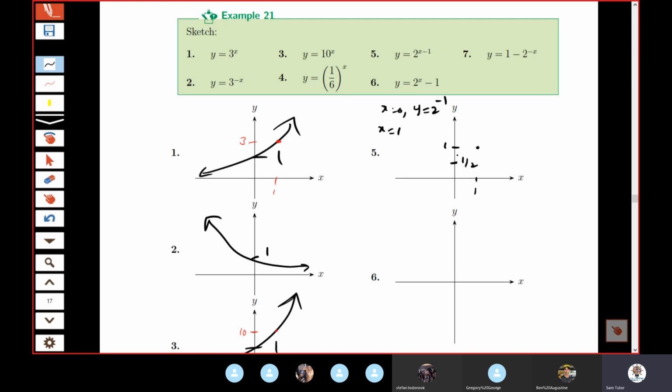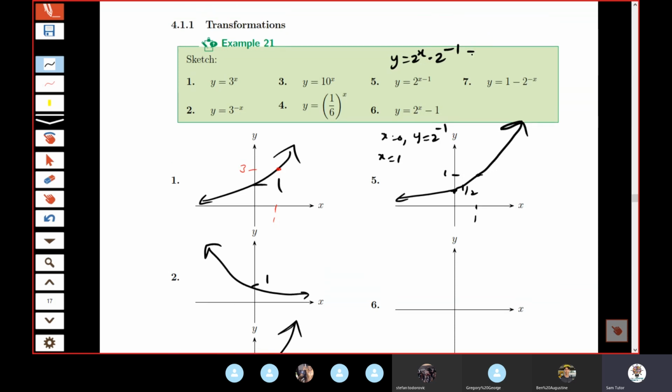Now I feel like we know the answer to this, right? You've got 1 point, you've got another point. You know it's an exponential. It hasn't been shifted up or down. And voila. If you want to see this broken up a little differently, use your index laws. 2 to the x times 2 to the power of negative 1. So that's just 2 to the x divided by 2. That's all you're drawing. Instead of it cutting at 1, you're cutting at a half, and that's why.